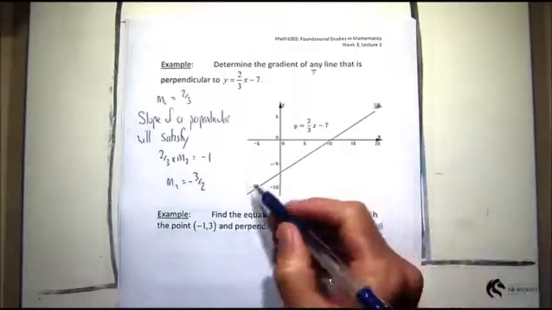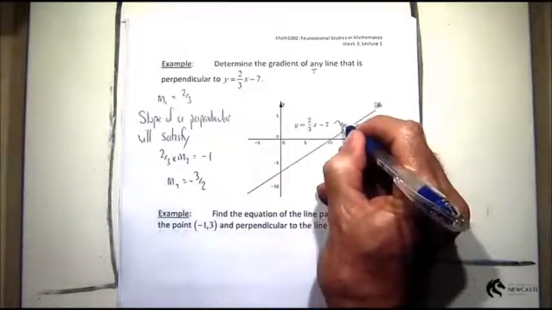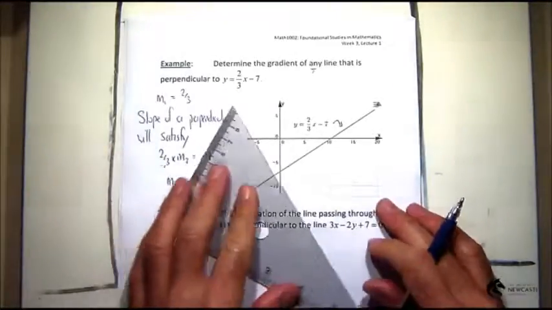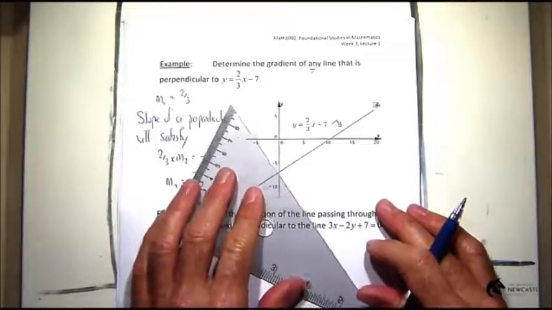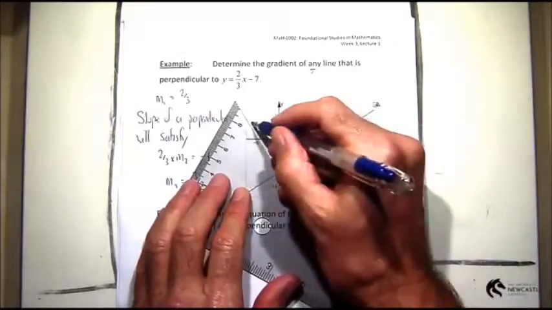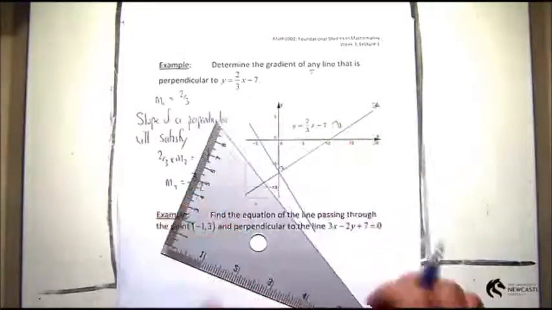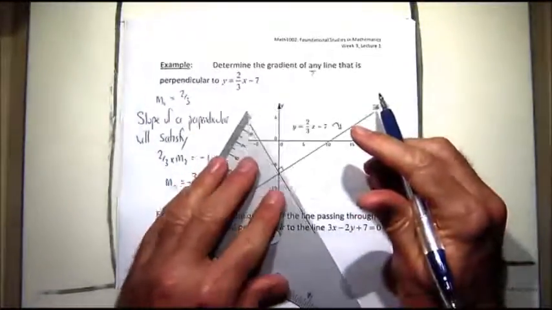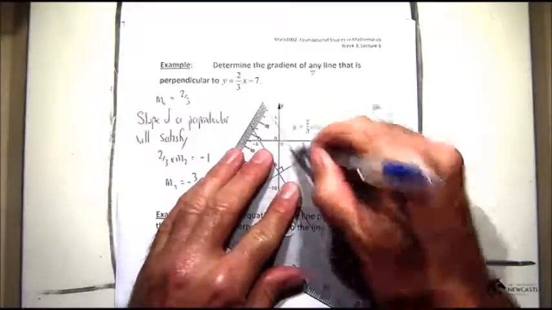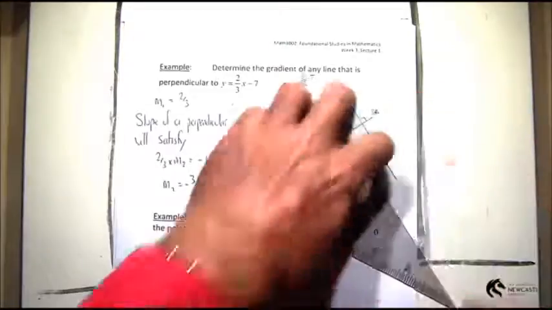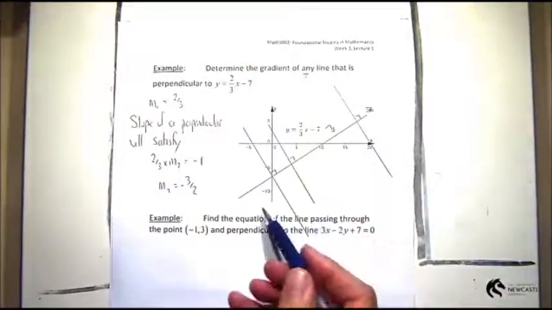So here's the graph of 2/3 x minus 7. If that's at right angles, there would be one line that is perpendicular, and of course I can move it along. Here's another one. There'd be another one up here if I wanted it to be, and so forth. All of those lines are perpendicular to the given line.